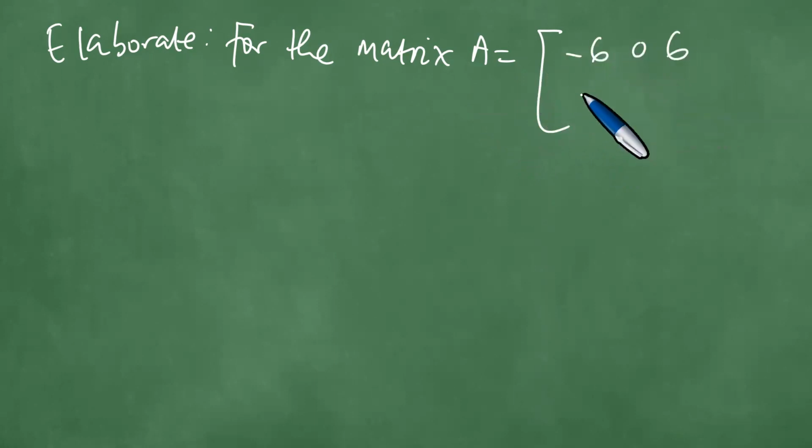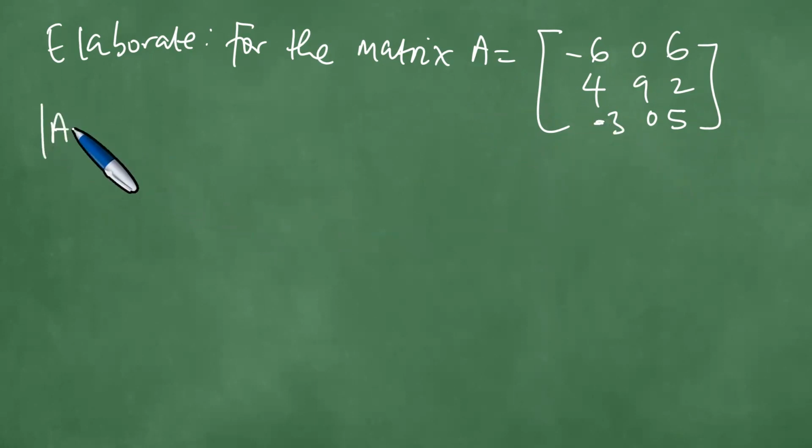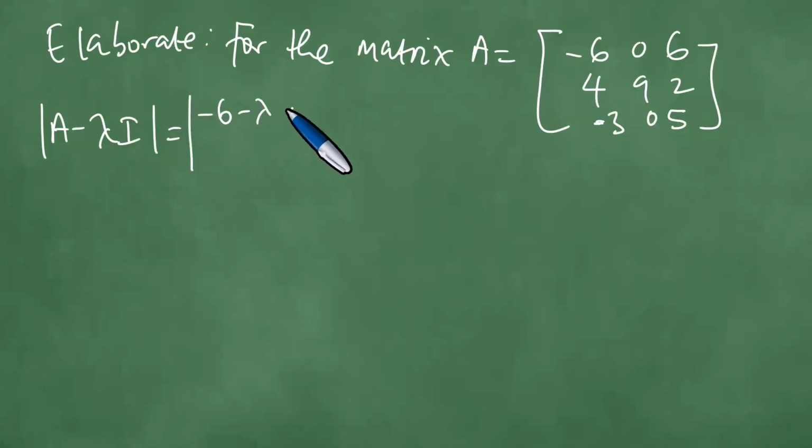Minus 6, 0, 6. Nine, two. Minus 3, 0, 5. Minus lambda. 0, 6 minus lambda. Main diagonal entry is not obviously, so the minus lambda. I'm trying to just elaborate on this. I know that you know this very well, but we use these to find the eigenvalues.